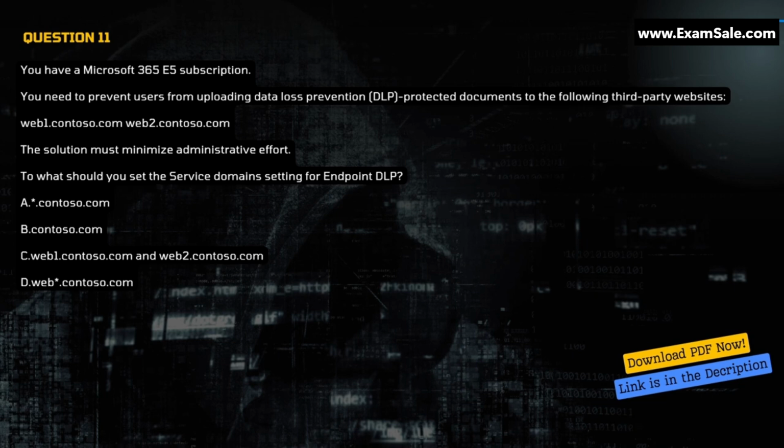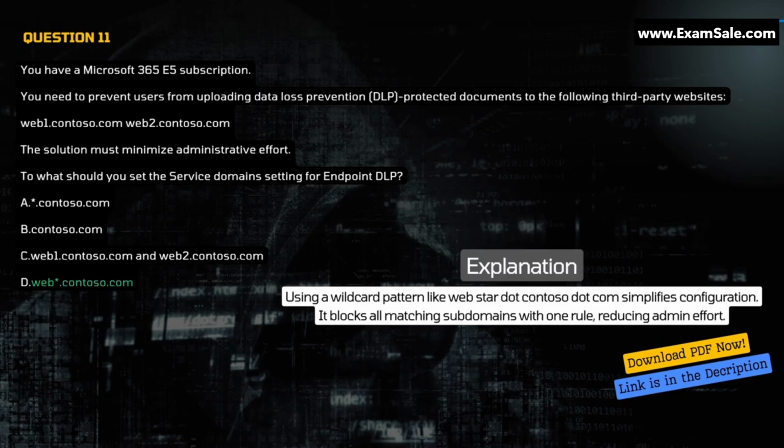A. *.contoso.com. B. .contoso.com. C. web1.contoso.com and web2.contoso.com. D. web*.contoso.com. Correct answer is D. Explanation. Using a wildcard pattern like web*.contoso.com simplifies configuration. It blocks all matching subdomains with one rule, reducing admin effort.